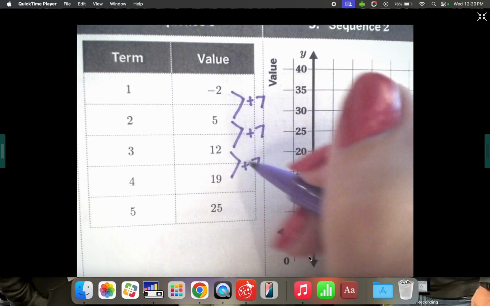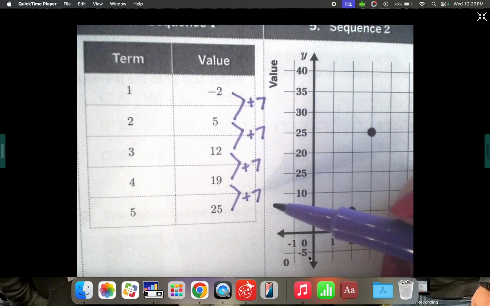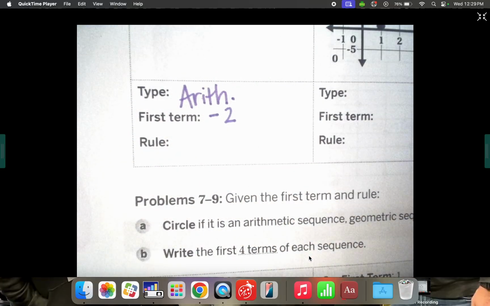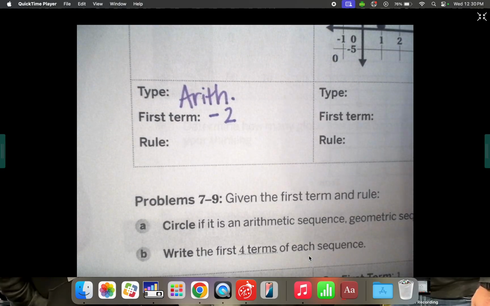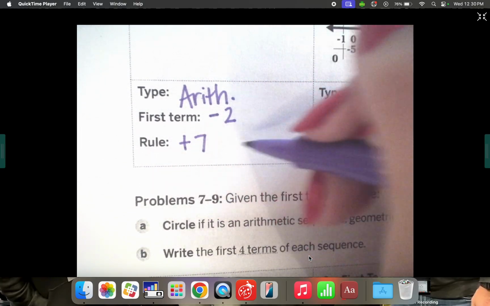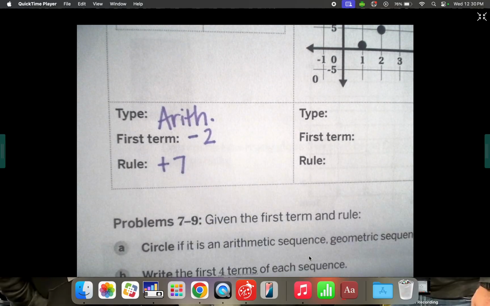So as long as that's the pattern the whole way, we know it's arithmetic because it's addition. So the type is arithmetic, and the rule is add 7. I should write to the previous term, but that's what the rule is. Add 7 to the previous term. So you know where to start and you know what the rule is.